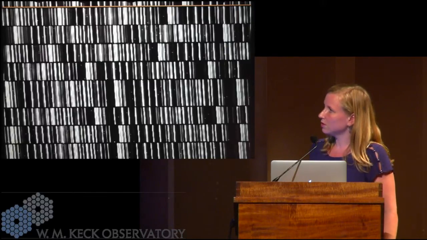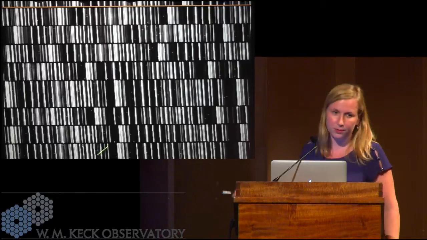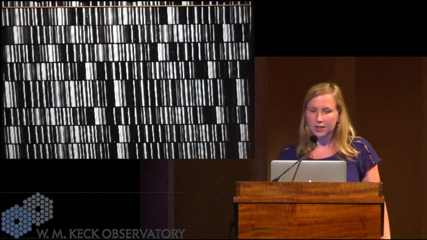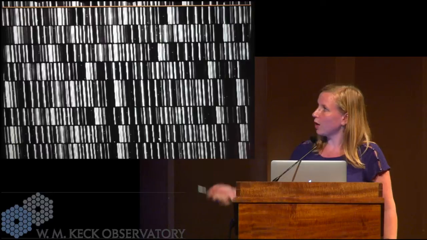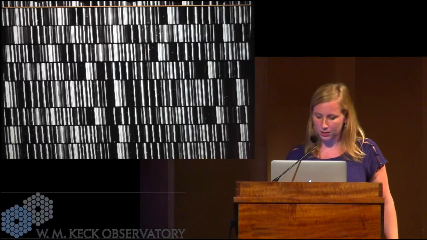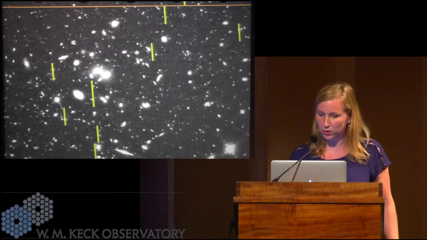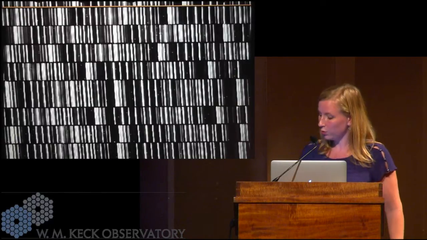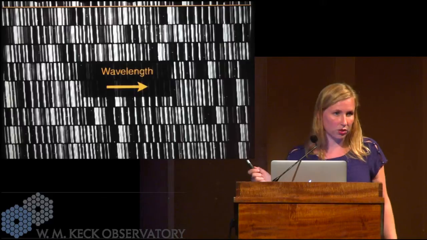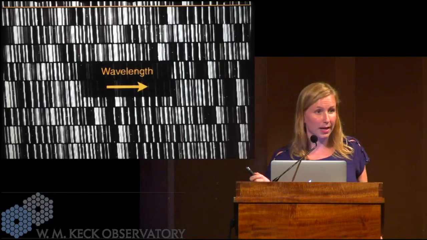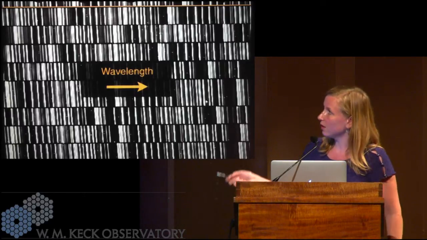So you see there's lots of stuff going on. There's a lot of different lines over here. If you go up in this direction, you're still looking in the spatial direction. But if you now go in the horizontal direction, it's not spatial anymore, it's actually wavelength. So each of these lines is at a different wavelength.